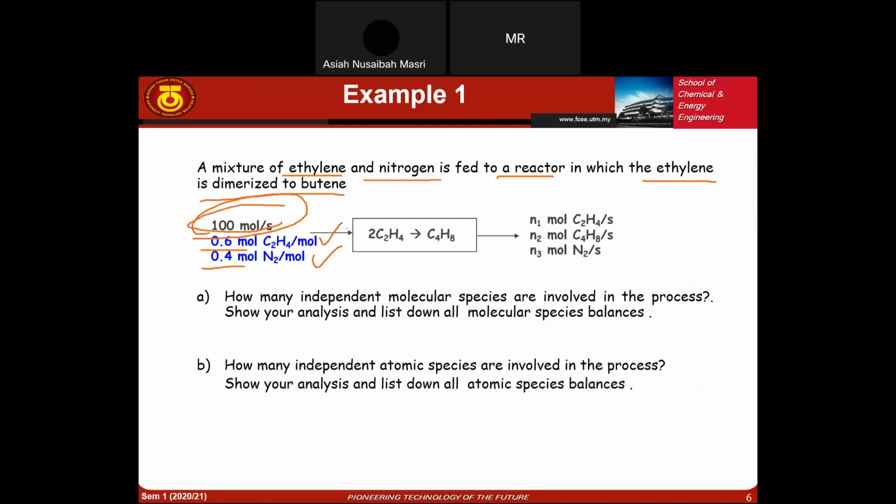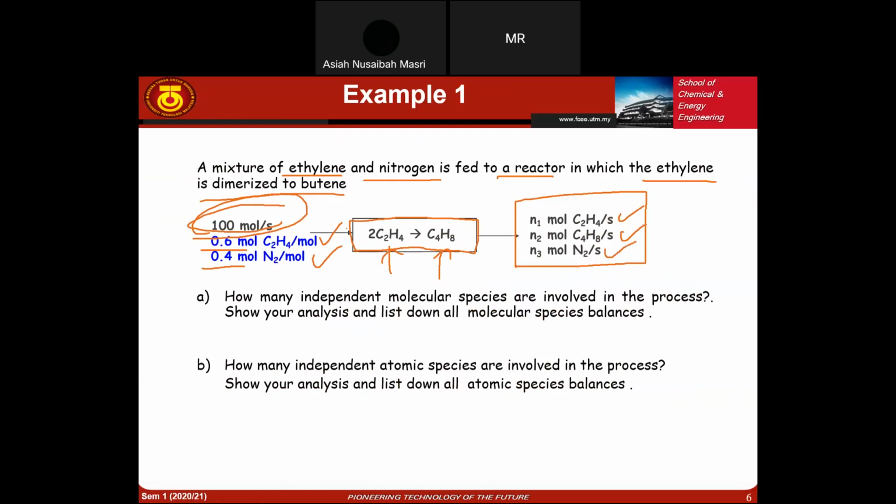So a reaction happened. What happened? There was a conversion of ethylene into butene. So 2C2H4 is converted into C4H8. And then we got the output. Here in the output, we got three components. The first one is the unreacted material, which is C2H4. Then we have the product C4H8 and also the component that is inert, not involved in the reaction, which is nitrogen. So we have three components.